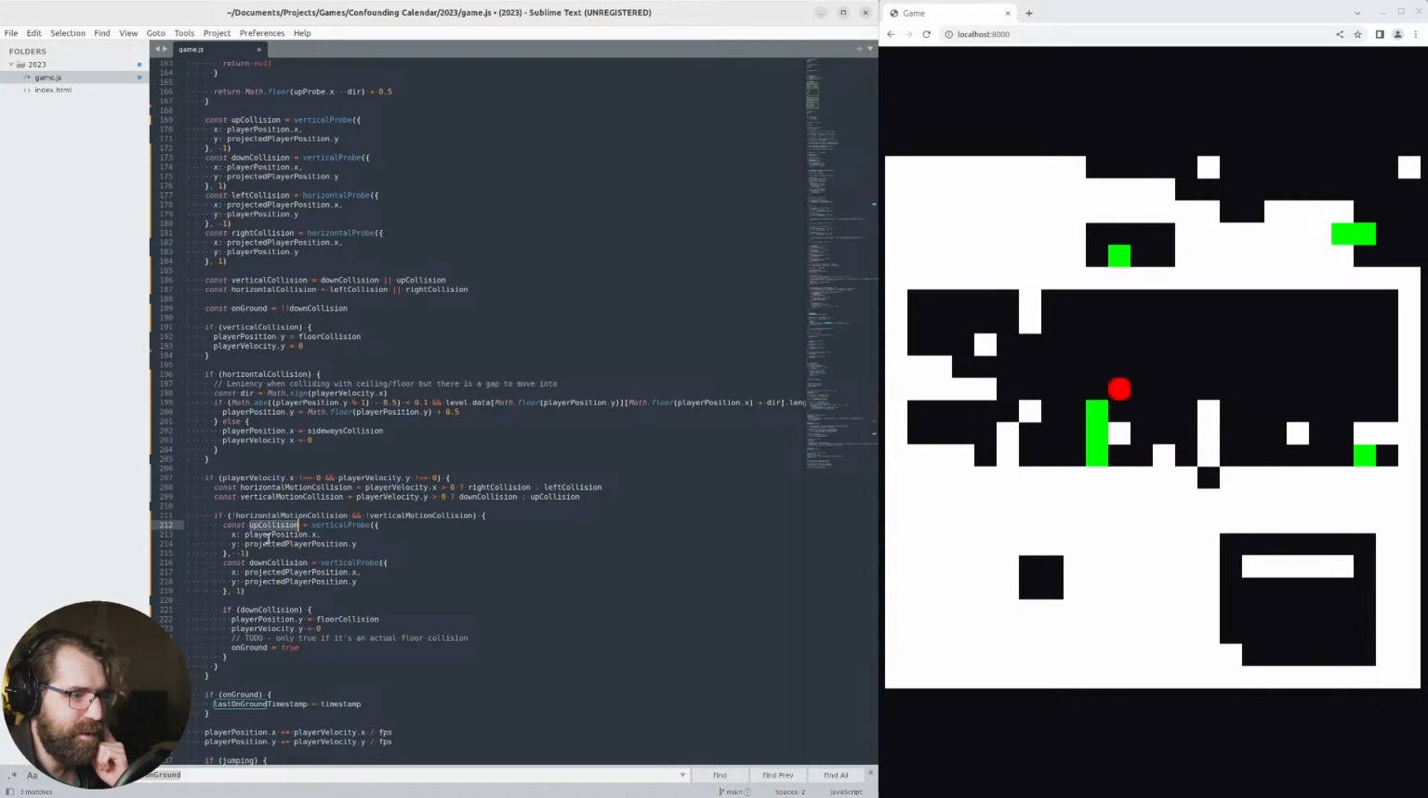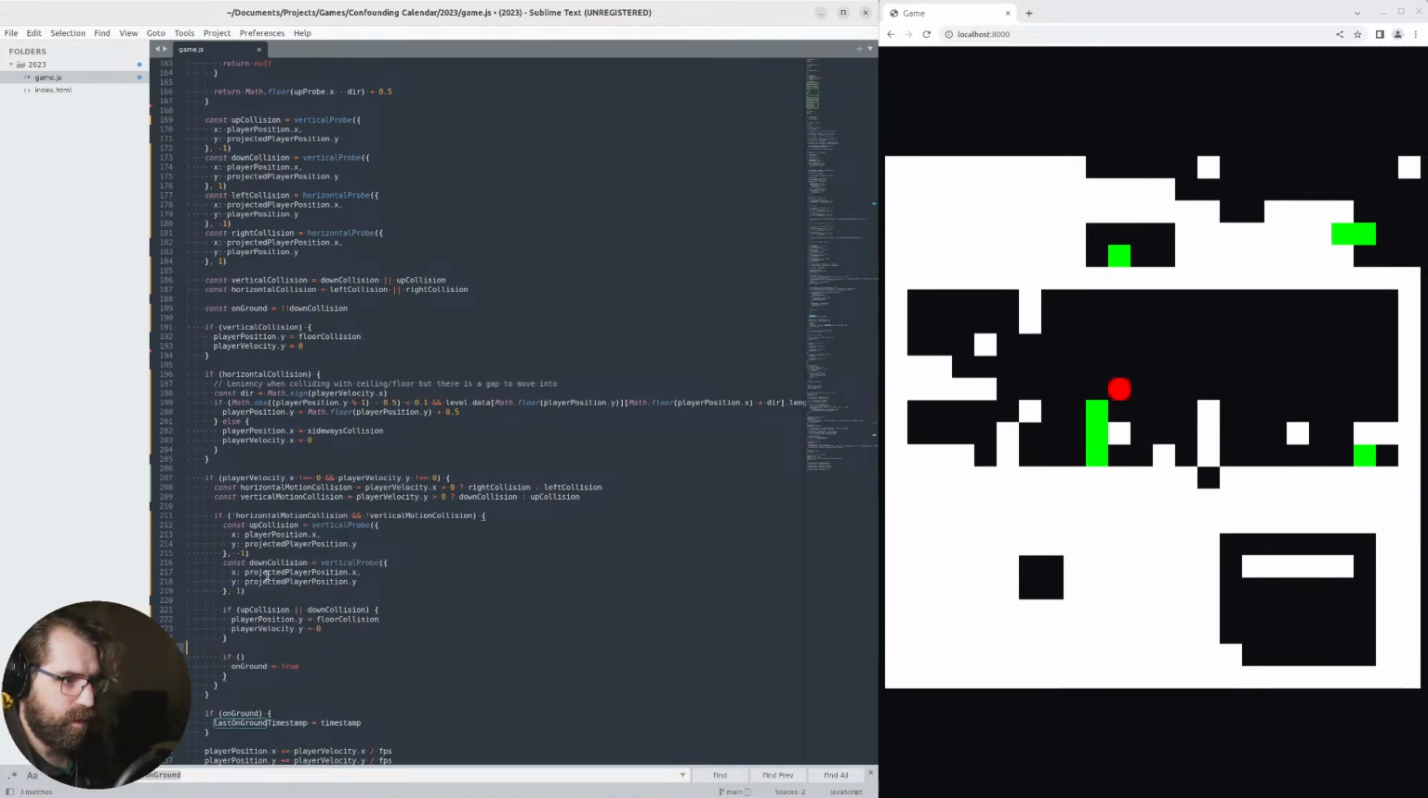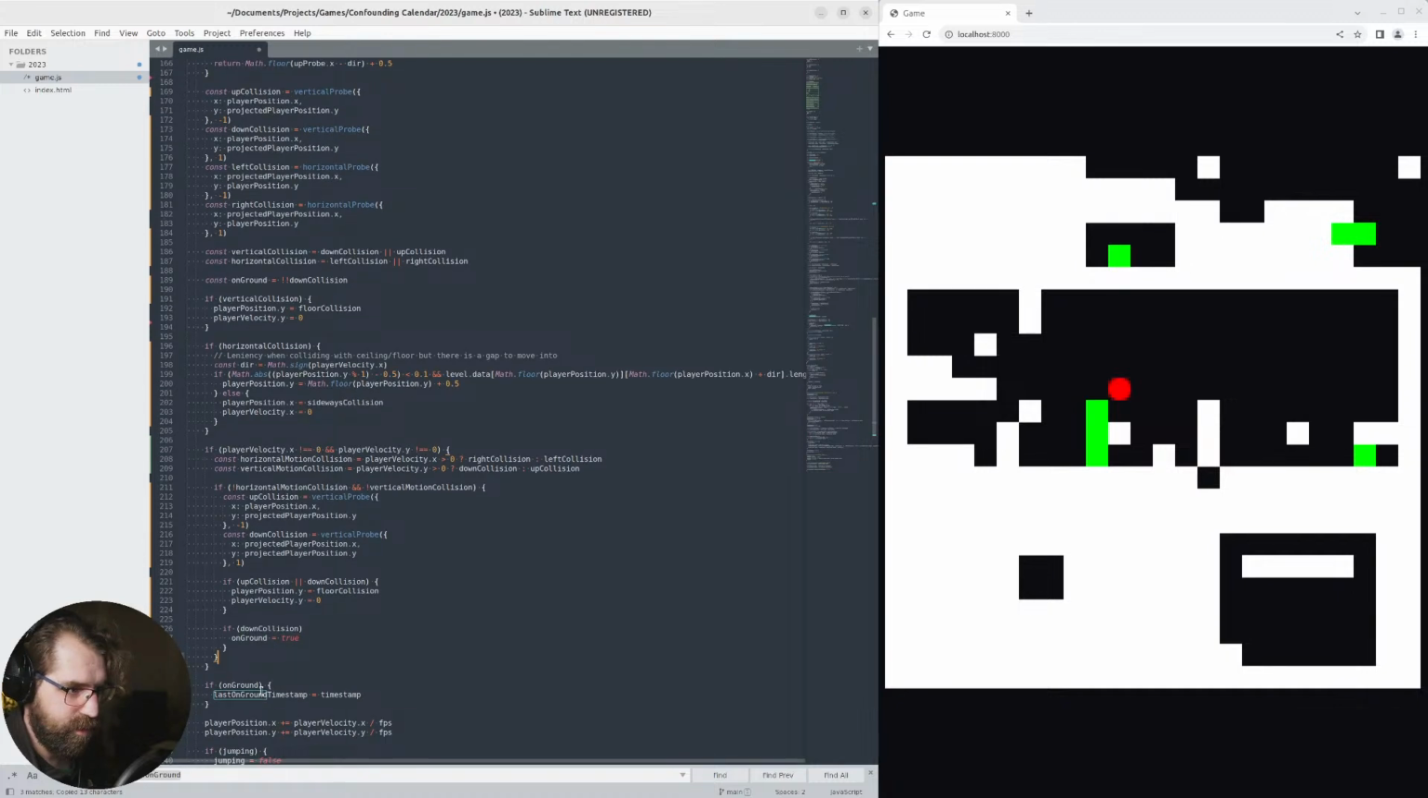So then what is it? If either of these is true, then do that. We're basically repeating what we did up here, which is fine. That's what I want to do, I want to repeat that, and then do that, but only do this if on ground. So it's just: if it's a down collision, on ground true.